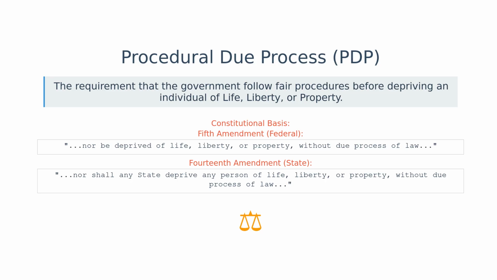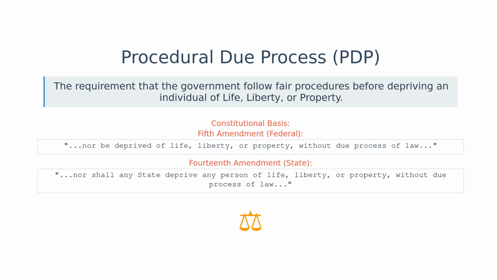The constitutional foundation for this protection is split between two key amendments. For actions taken by the federal government, we look to the Fifth Amendment, which states that no person shall be deprived of life, liberty, or property without due process of law. When state or local governments are involved, the requirement is found in the 14th Amendment, which contains an identical due process clause applicable to the states.